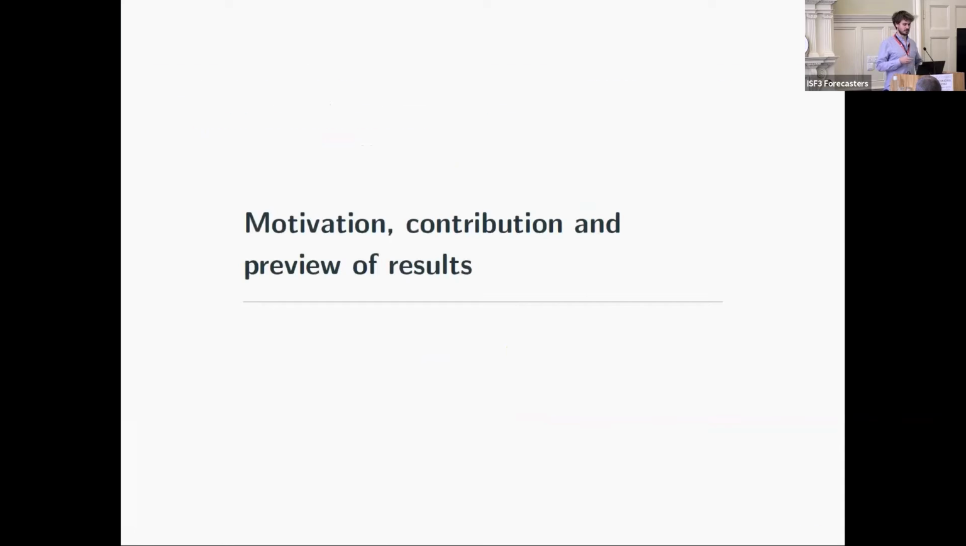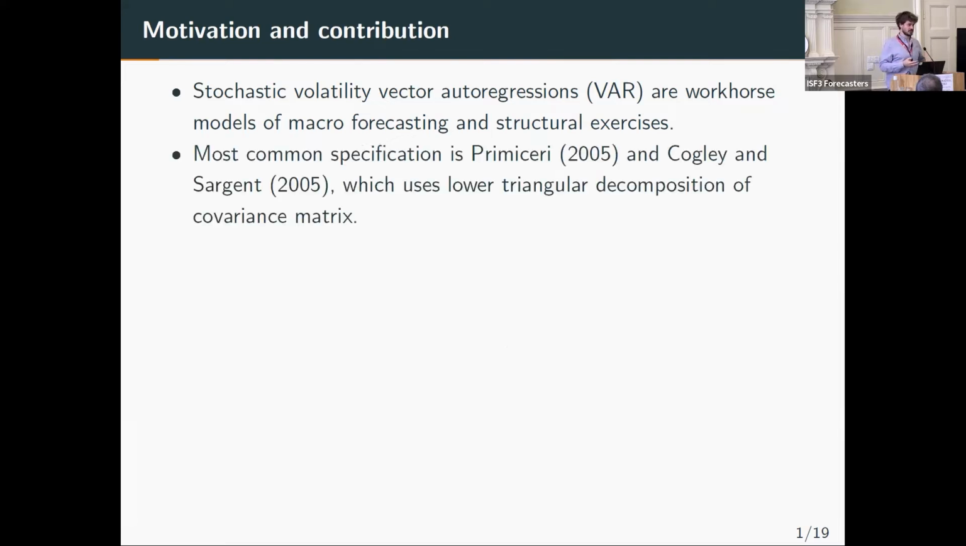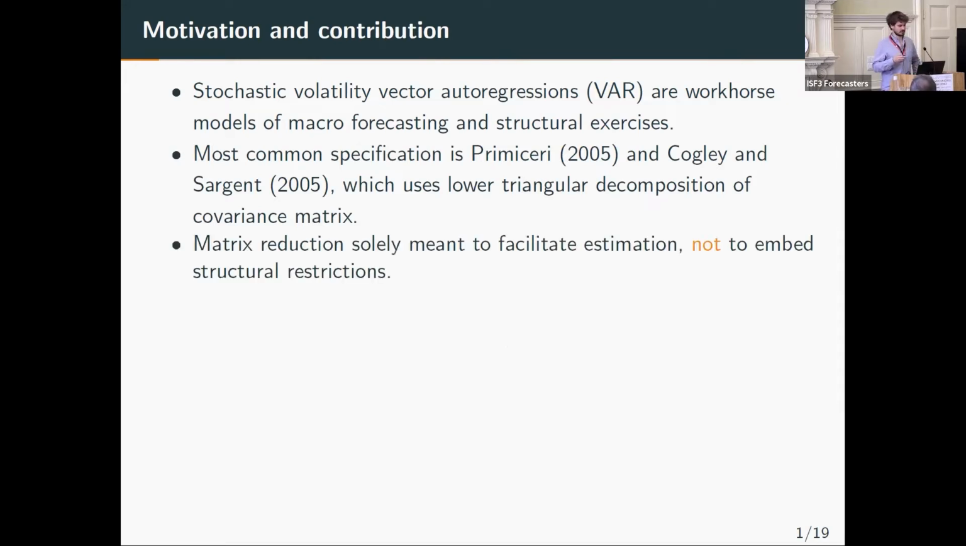Now, let me start right away. Stochastic volatility vector autoregressions are workhorse models for macroeconomic forecasting, as well as structural analysis. You would find certainly more than 100 papers that use this kind of model. The most common specification is based on Primiceri and Cogley and Sargent, which use a lower triangular decomposition of the covariance matrix. We didn't try to get numbers, but I would guess that at least 95% of all these papers use exactly this algorithm to estimate these models.